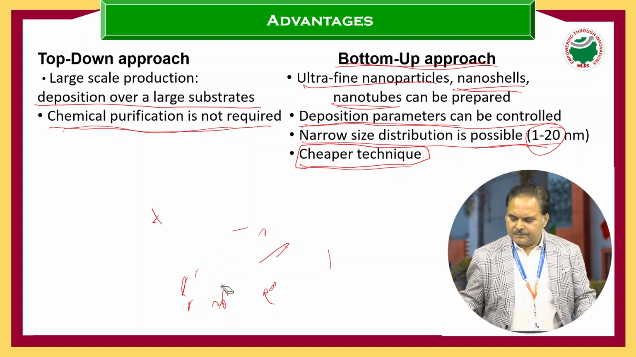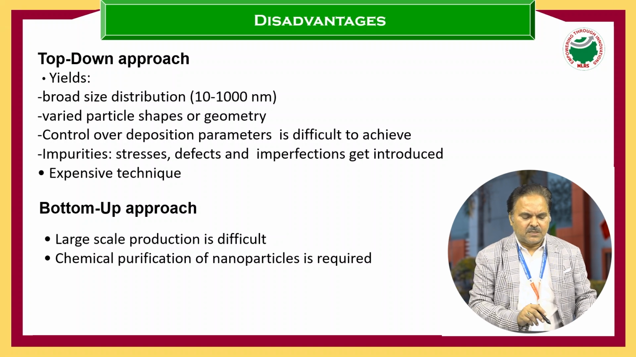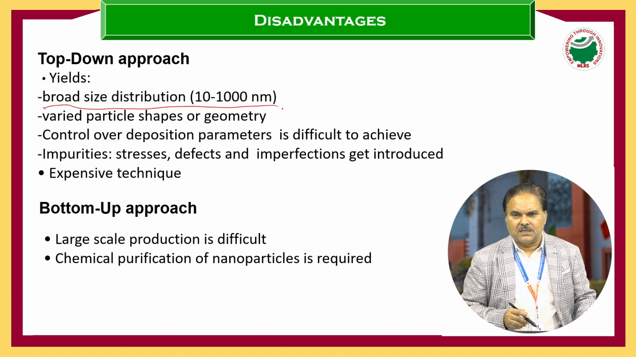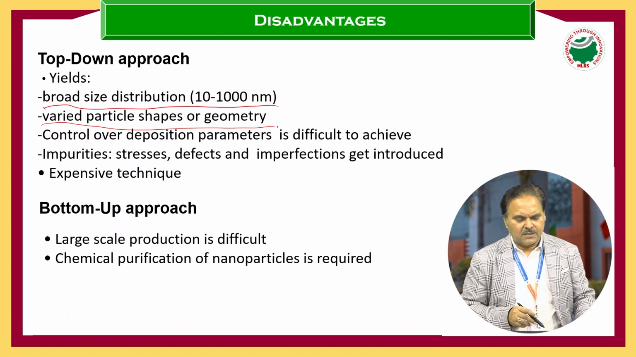So next one is disadvantages. What are the disadvantages in the top down approach? In yield, there is a broad size distribution; in some of the methods you can see 10 to 1000 nanometers. Then there are varied particle shapes and geometries, in the top down approach as well as the bottom up approach. That's a disadvantage.